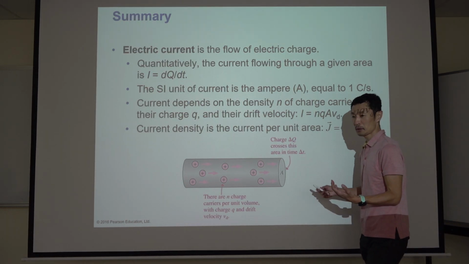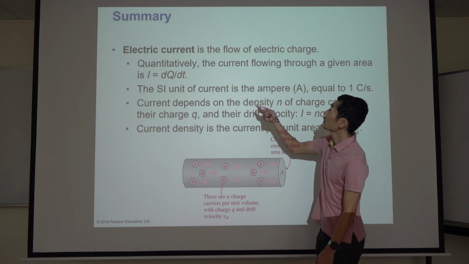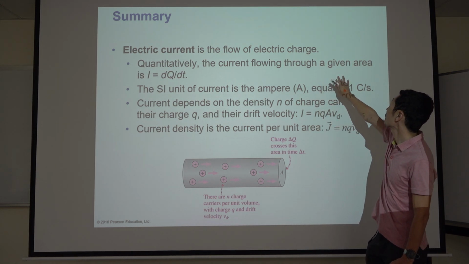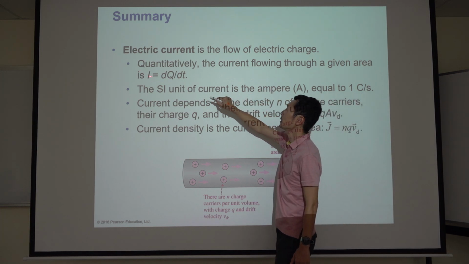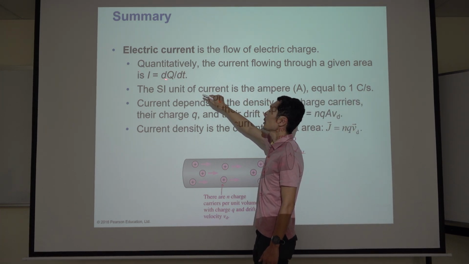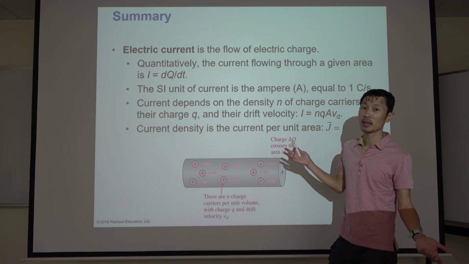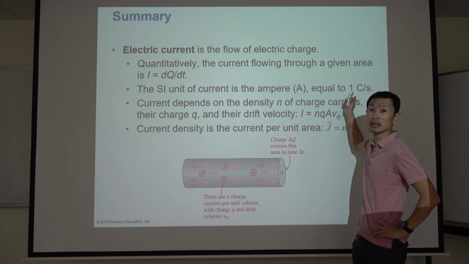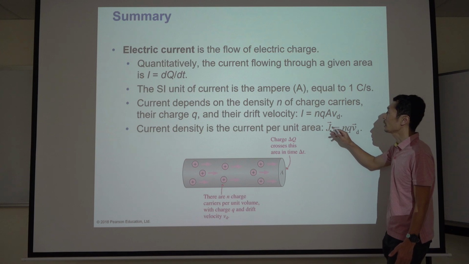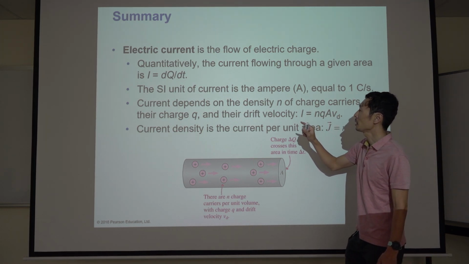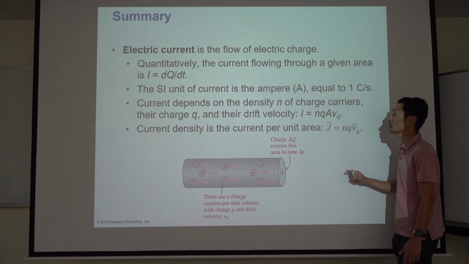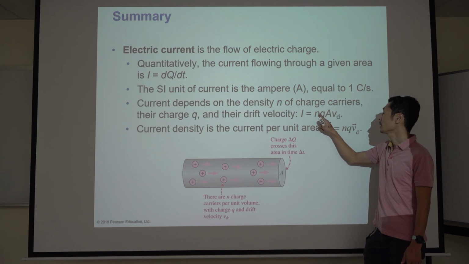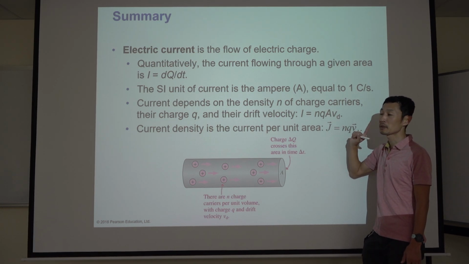Okay, so here's a summary of what we learned today. Electric current is the flow of electric charges. Quantitatively, current flowing through a given area is charge dq per unit time dt. The SI unit of current is the ampere, A, equal to 1 coulomb per second. Current depends on the density n of charge, their charge q, and their drift velocity. So you can write it down: current I equals nqAv_d. Density, charge, area, and drift velocity.